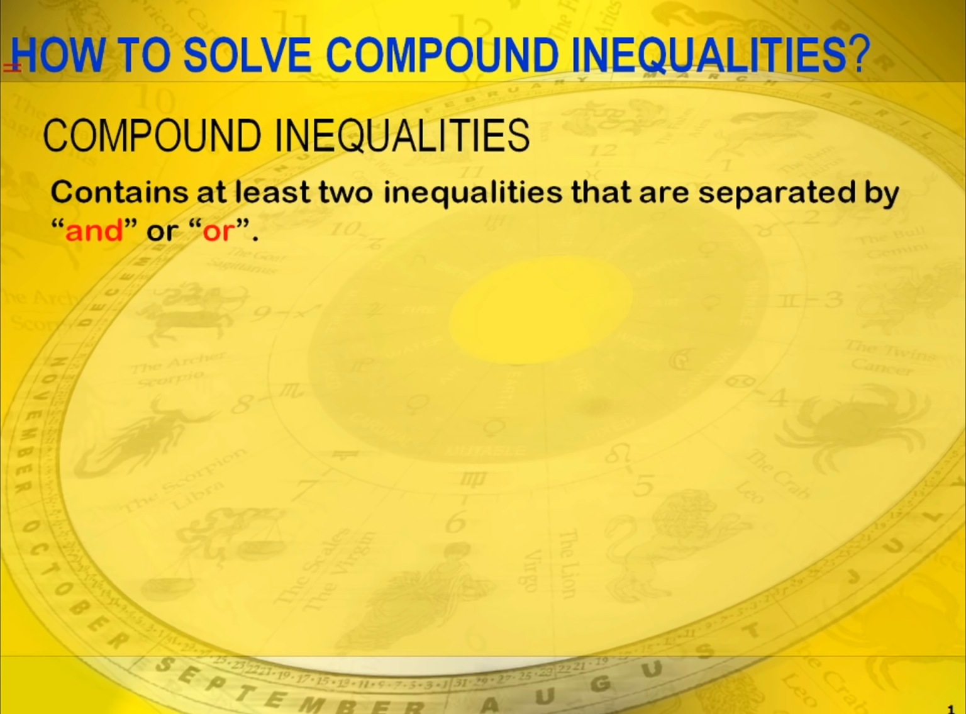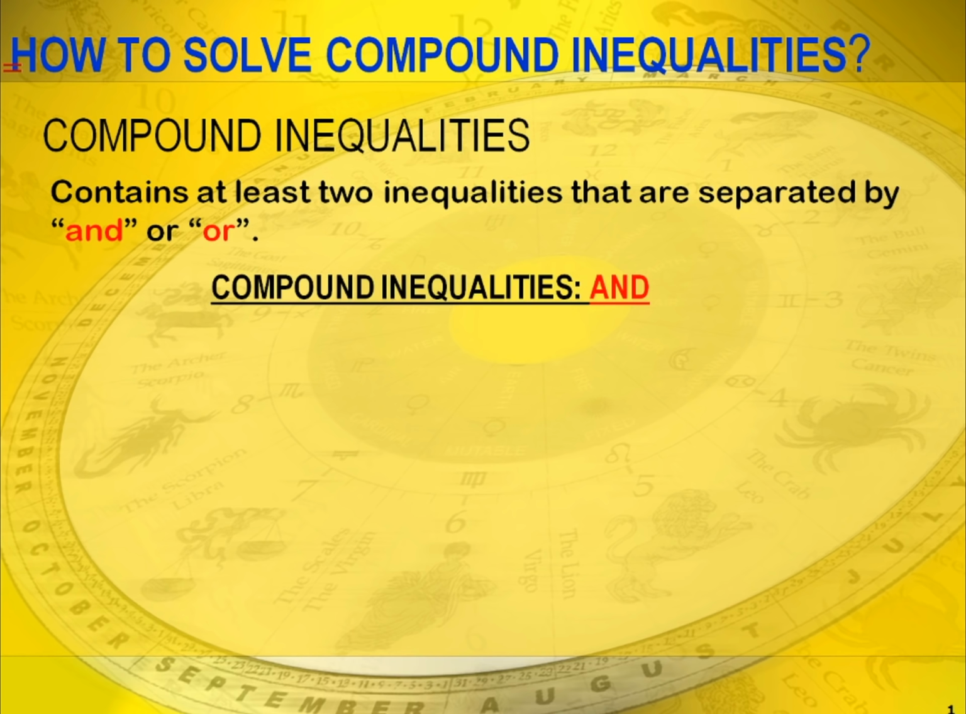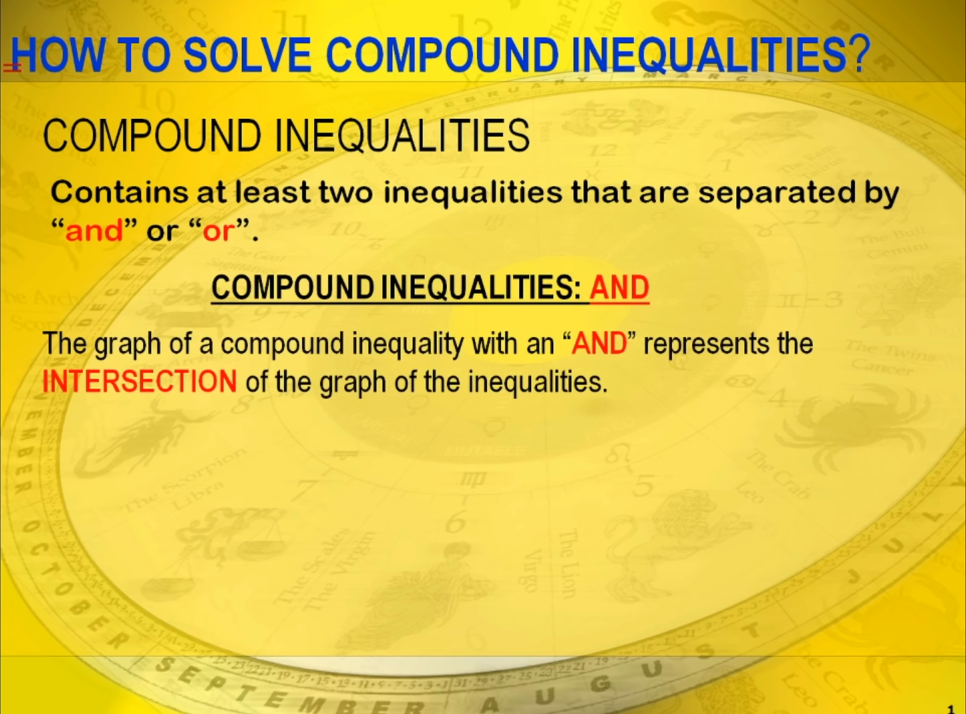A compound inequality contains at least two inequalities that are separated by "and" or "or." For compound inequalities with "and," the graph of a compound inequality with "and" represents the intersection of the graphs of the inequalities. Now, the question is, what do you mean by intersection?